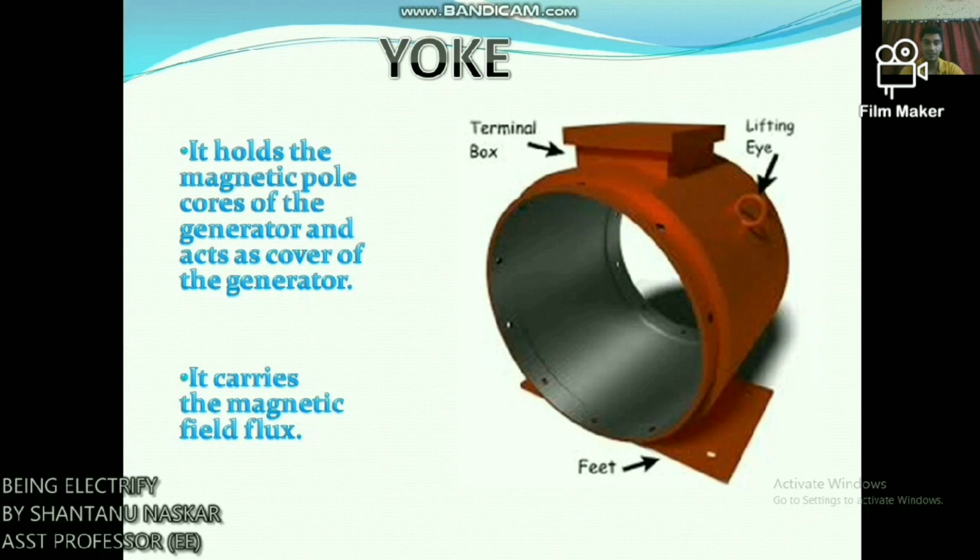Okay, so the main works of yoke: it holds the magnetic pole cores of the generator and acts as cover of the generator, and it carries the magnetic field flux. So this is the terminal box of yoke, this is the feet, and this is lifting eye.